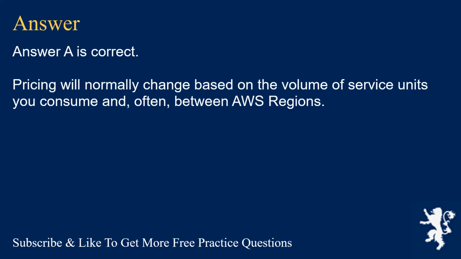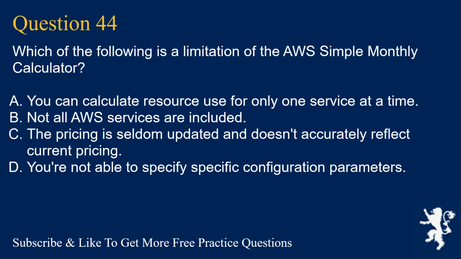Answer A is correct. Pricing will normally change based on the volume of service units you consume in, often, between AWS regions. Question 44. Which of the following is a limitation of the AWS Simple Monthly Calculator? A. You can calculate resource use for only one service at a time. B. Not all AWS services are included.